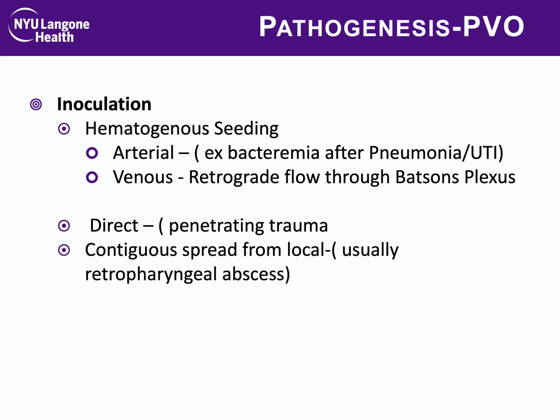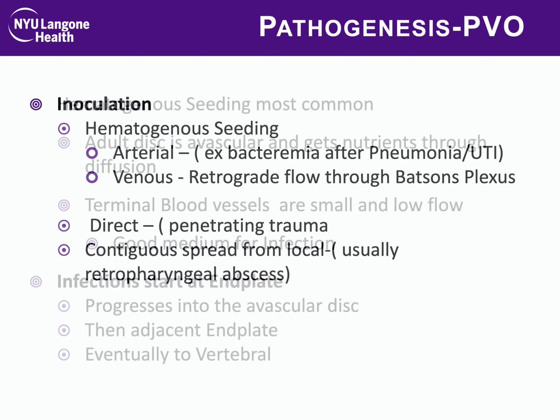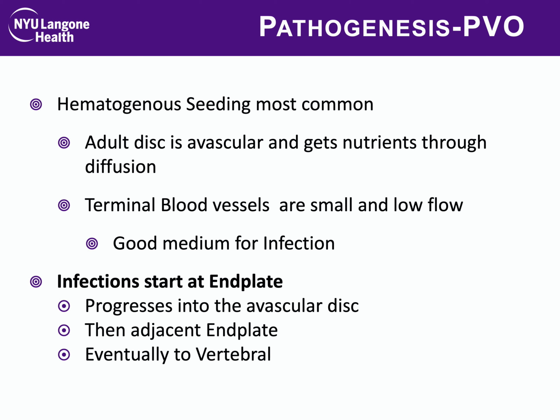So in terms of the pathogenesis of PVO, the inoculation occurs most commonly through hematogenous seeding. You can have arterial, so after a pneumonia or UTI you get bacteremia, or you can get venous through retrograde flow through the valveless veins of Batson's plexus. There's also direct inoculation through penetrating trauma, and you also can get contiguous spread from local infections. This is usually a retropharyngeal abscess related to the cervical spine. As I mentioned, hematogenous seeding is the most common form of inoculation.